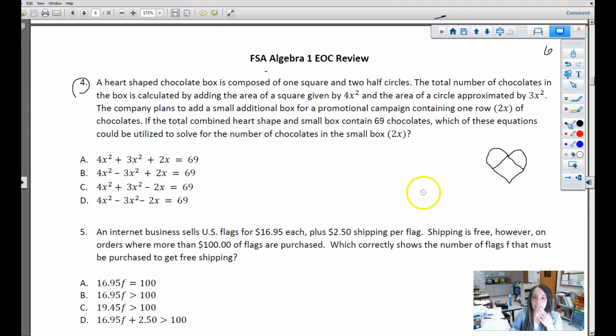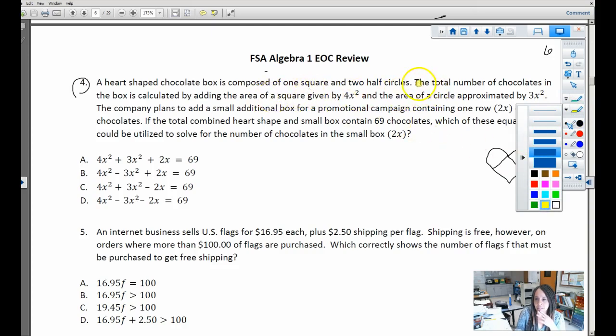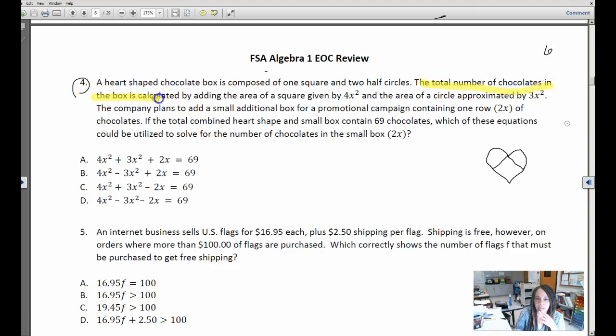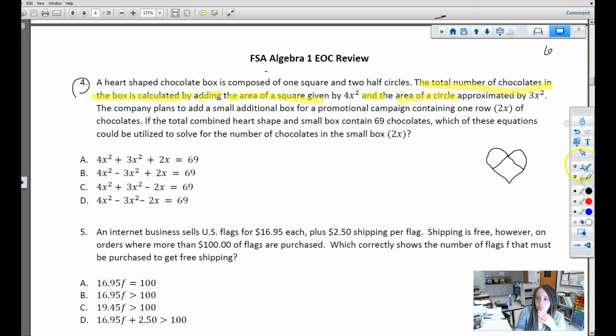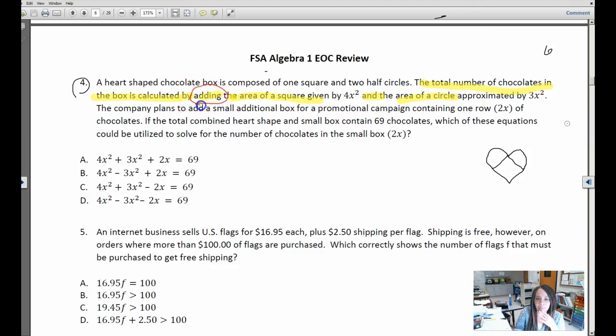The total number of chocolates in the box is calculated by adding the area of a square, given by 4x squared, and the area of a circle, approximated by 3x squared. I want to show you something you should be looking for. When you are adding something, you're going to add 2 things. So what are we adding together? The area of the square and, keyword, the area of the circle.